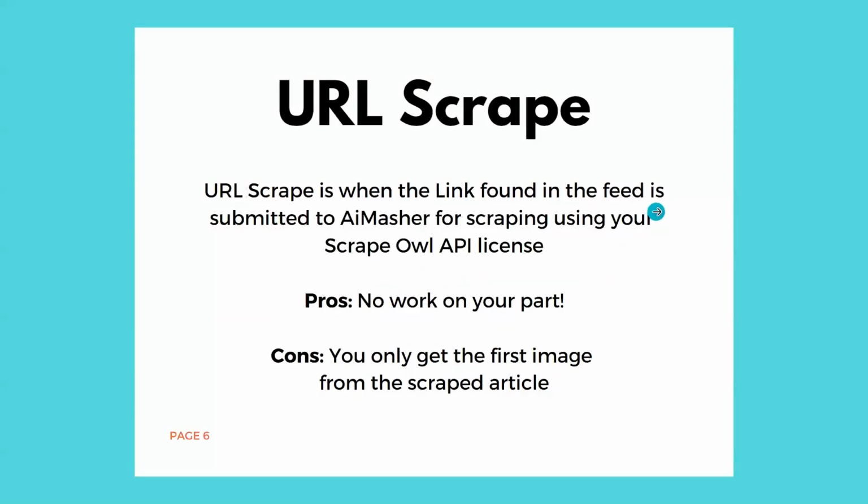Okay. URL scrape. This is where we're going to take the actual URL from the feed post. All RSS feeds have a URL that they're talking about to create a feed post. This goes back to the original content to do a URL scrape. We are using your Scrape Out API license inside of AiMasher. So when the feed comes across, it's going to have a title, a link, and content and description. But if you're using this, all we're going to use is the actual URL itself.